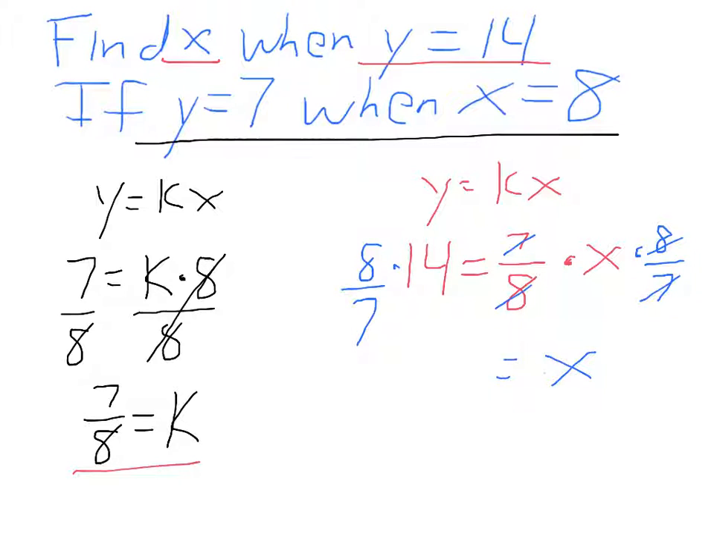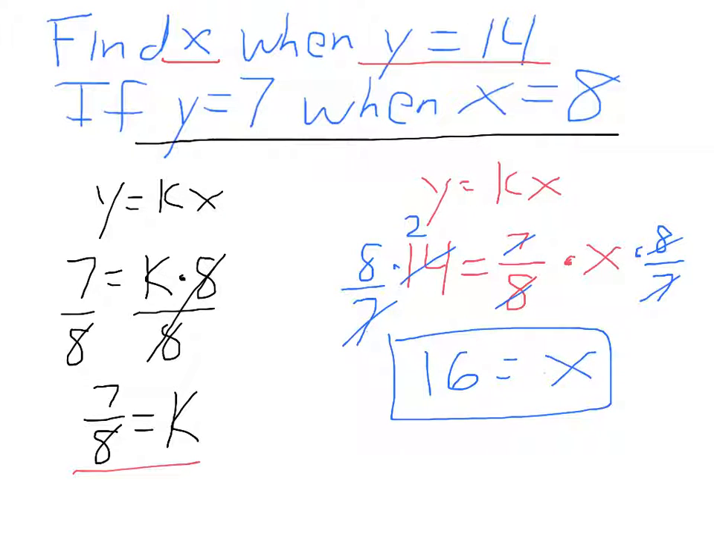Now I could do my thing again. Does 7 go into 14? Yeah. How many times? 2. Twice. And what's 2 times 8? 16. So x is equal to 16.